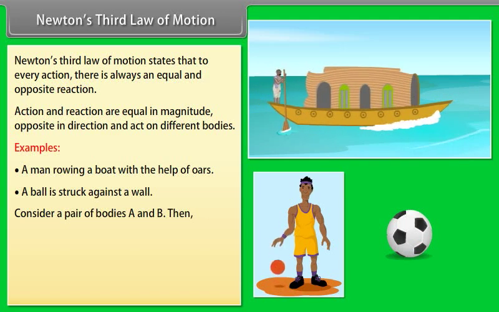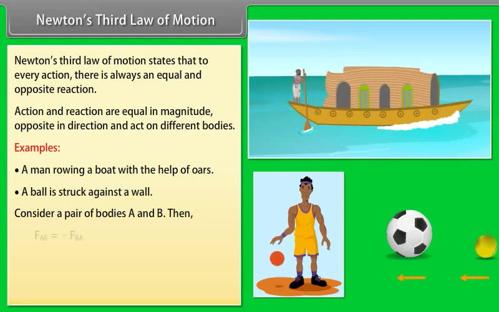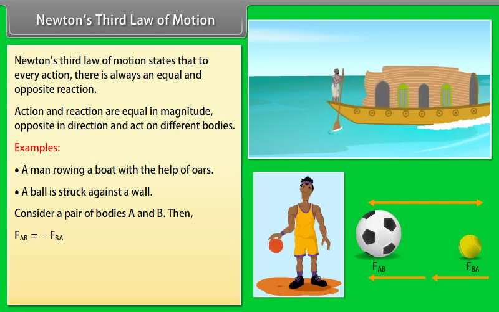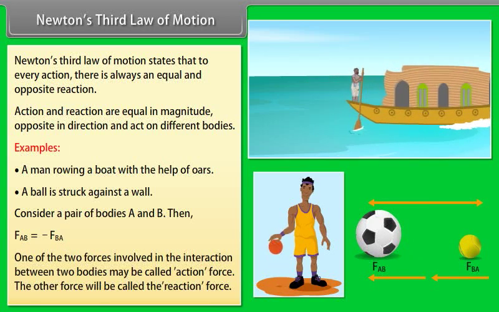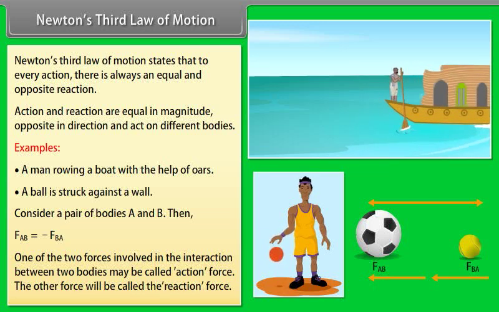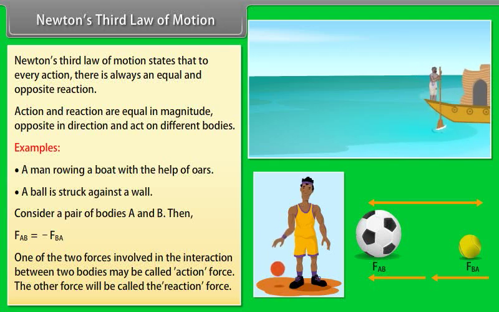Consider a pair of bodies A and B. Then FAB is equal to minus FBA. One of the two forces involved in the interaction between two bodies may be called action force. The other force will be called the reaction force.